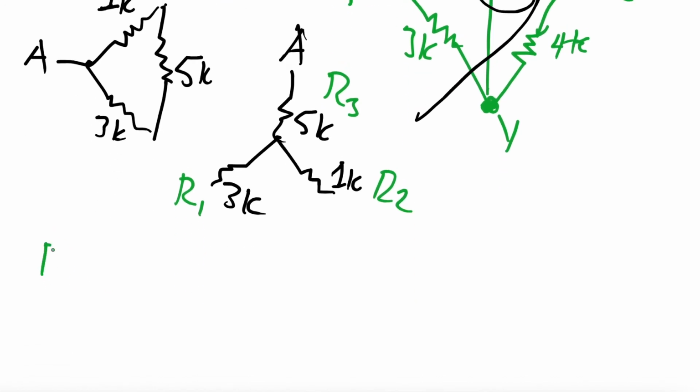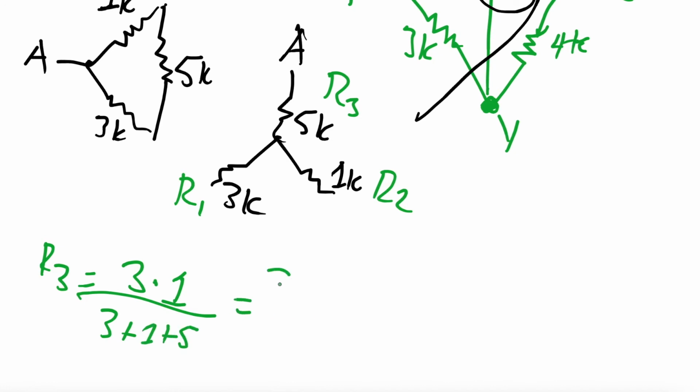Well, R3 we know is equal to 3 times 1, right? 3 times 1 divided by 3 plus 1 plus 5. And what is that equal to? That is equal to 3 over 3 plus 5 is 8, and 1 is 9, so 3 over 9, right? And we know that in decimal form this is equal to 0.33.